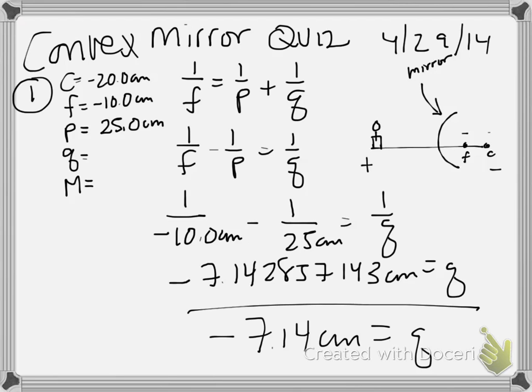That negative sign tells us that this image is behind the mirror. That tells us the image is virtual. Remember, if you have a convex mirror and you tell me the image is real, I automatically take away your birthday, your firstborn puppy, and a quart of your blood. Because a convex mirror can never form a real image.